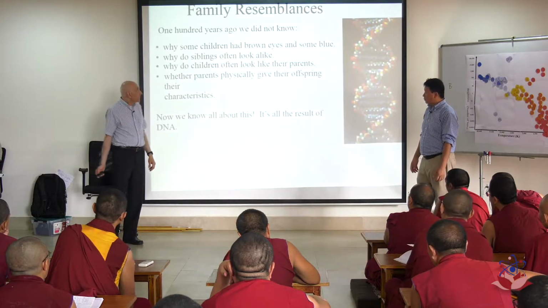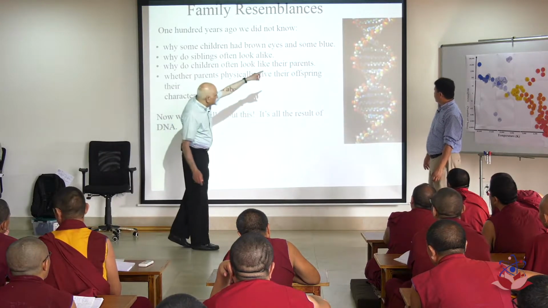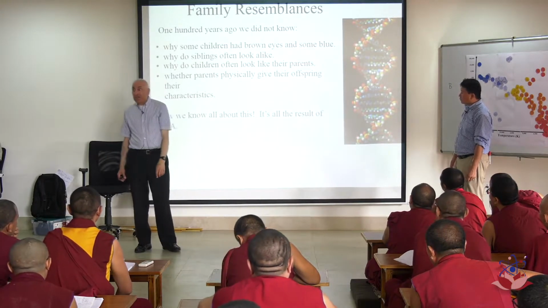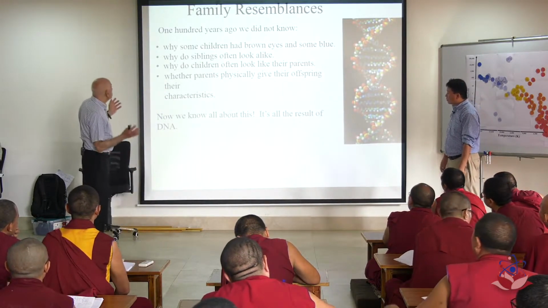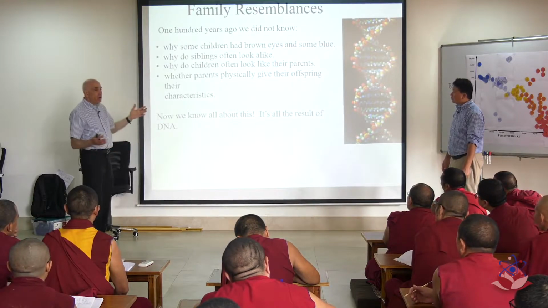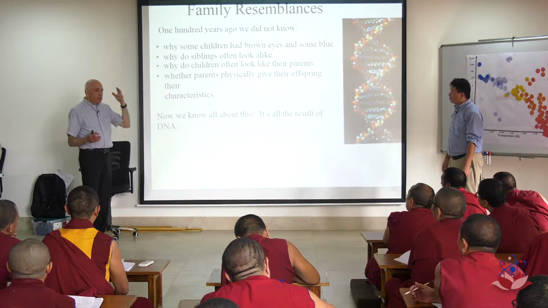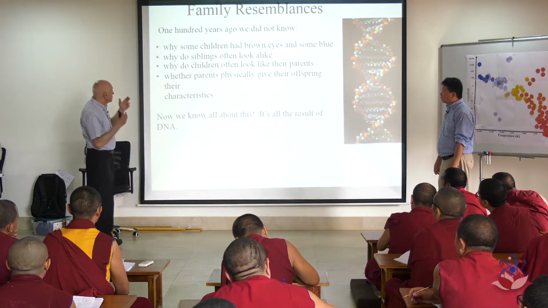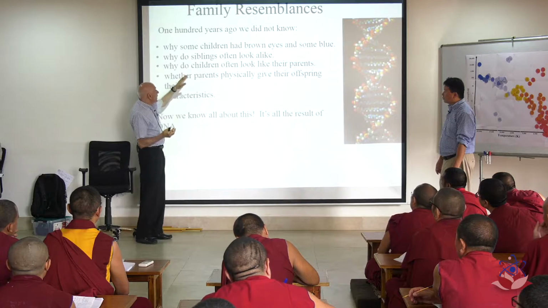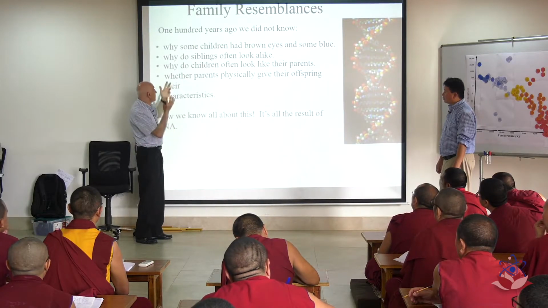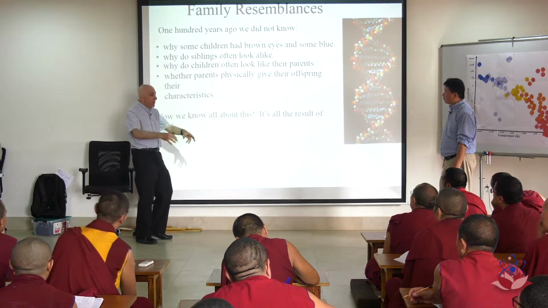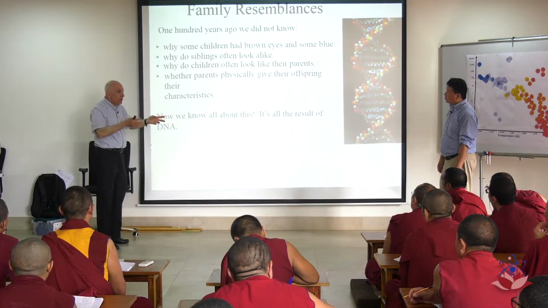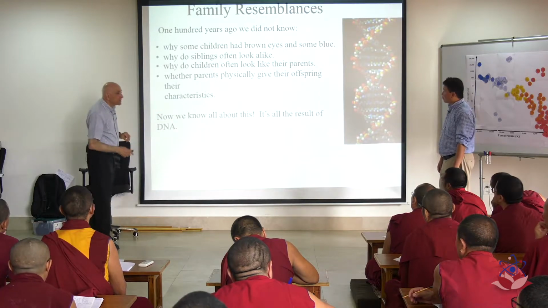So here's a longer piece of it here. It's a very important molecule. 100 years ago, we didn't know why some children had brown eyes and some had blue eyes. People didn't know why siblings, brothers and sisters, might look alike or why children might look like their parents. We didn't know these things 100 years ago because we didn't know about DNA.